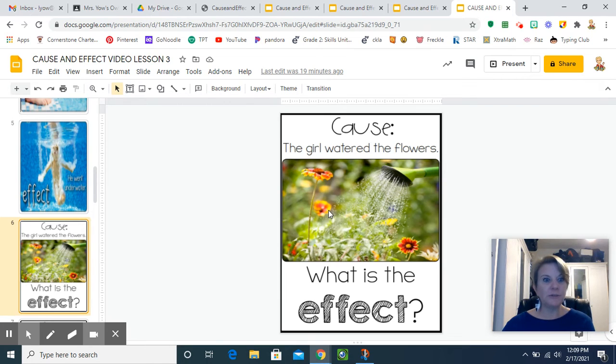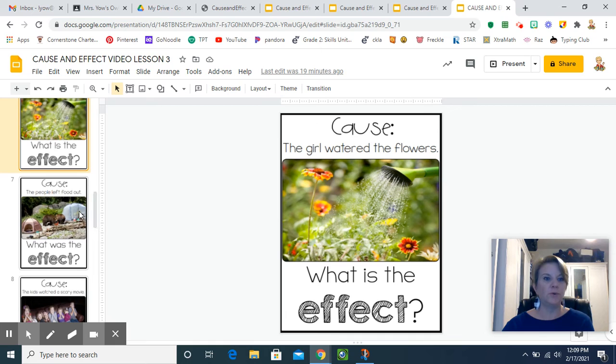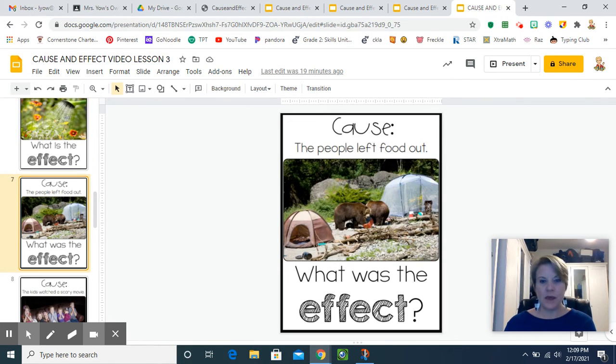So there's possibly more than one effect for some of these. So I just want you to think of what your first thought is on the effect. Okay, so here you have a picture of some bears at a campsite. There's two different tents set up, and it looks like the bears are getting into the food. So the cause is that the people left food out. So what do you think the effect is?